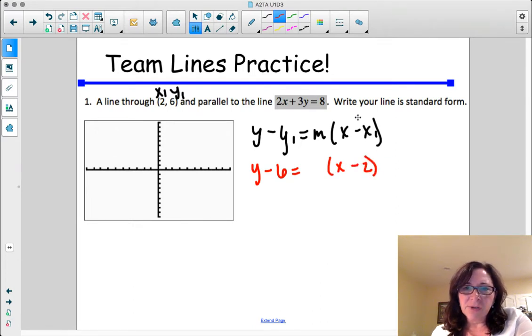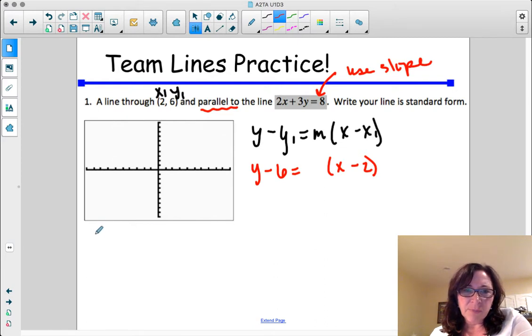And so we're going to take this equation right here and find the slope, and use the slope right here. And what we need to remember is that parallel lines have the same slope. So if I can find out what the slope is here, I can use that in my equation.